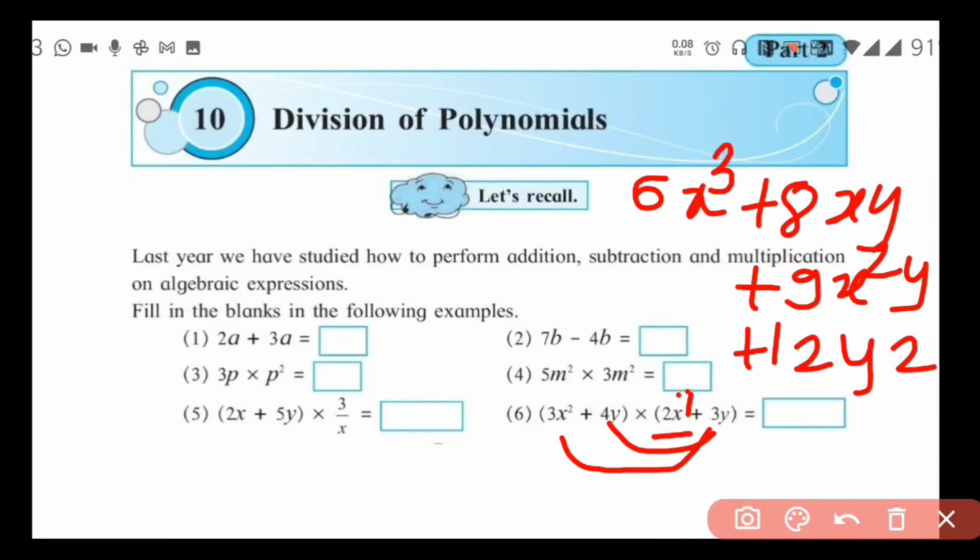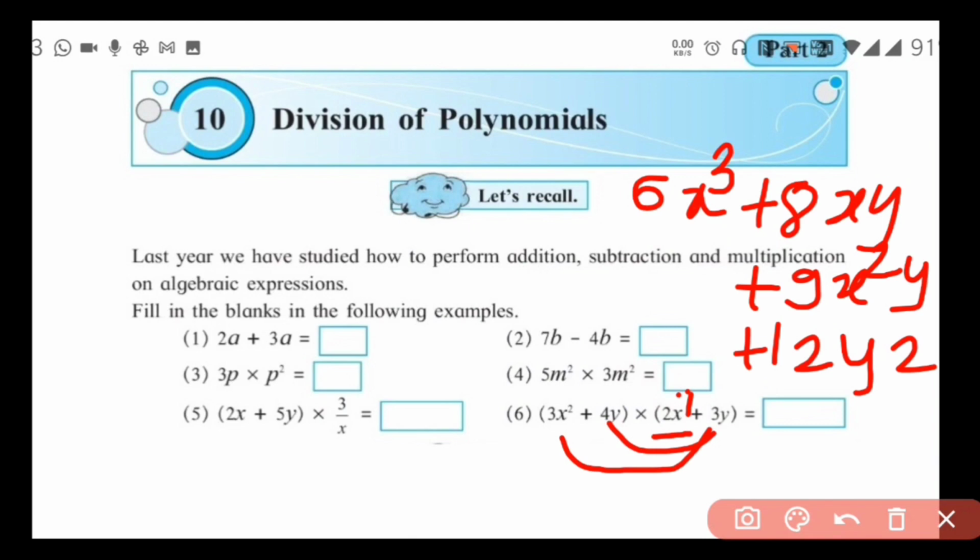We cannot add all these 4 terms because they are not like terms. Like terms means what? They do not have same variables. Their variables are different, and that's why we cannot add them. So the answer for the 6th sum is 6x cube plus 8xy plus 9x square y plus 12y square. In this way we have solved the sums last year.